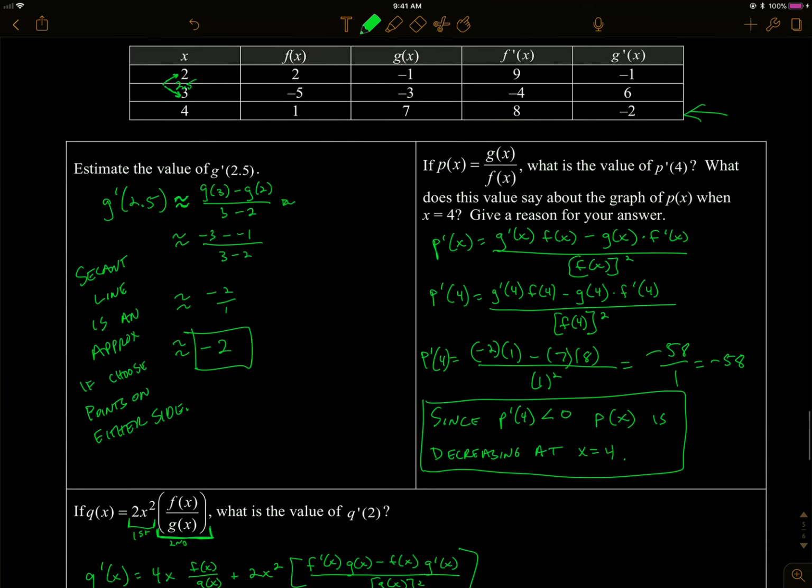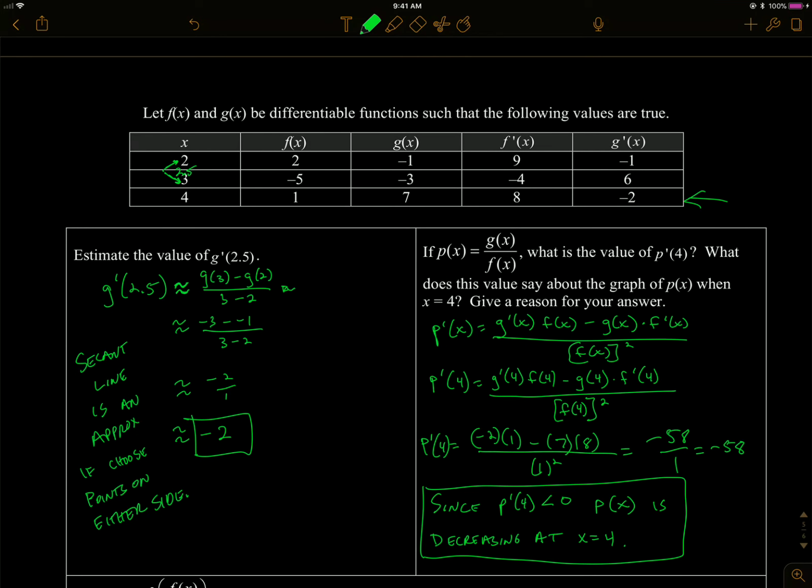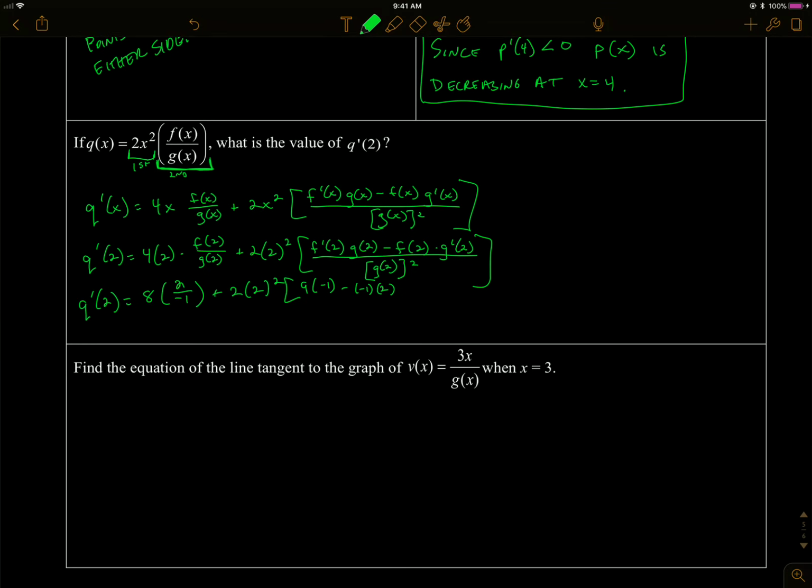g prime of 2. g prime of 2 was negative 1. So yeah, I had those the other way. So minus 2 times negative 1. I'm just reading these off the table, so you can go get those on your own and see if you get it to match. Over negative 1 squared. I just have to simplify that number. It's going to simplify to negative 72. I've already worked it out.